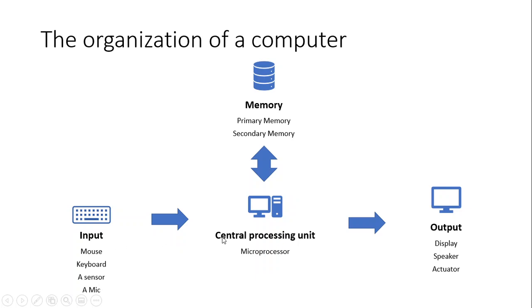Now you take input from these devices, and the CPU can process the input directly, or it can store it first in the memory and then process it. The CPU does all the intelligent work in your computer. All the arithmetic operations, all the comparisons, all the data transfer and data processing are done by the microprocessor.